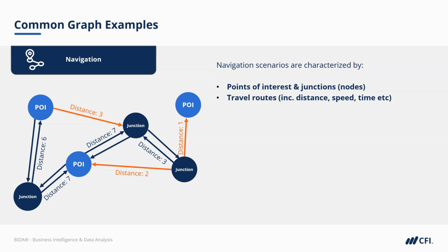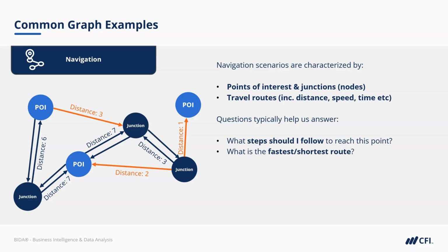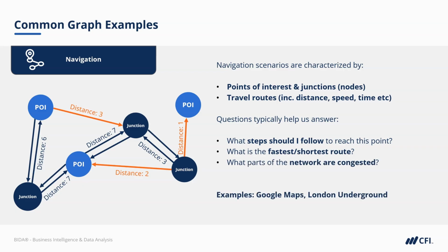The reasons this kind of graph would exist is to answer questions like, what steps should I follow to reach this point? So when you get a list of instructions on your phone telling you how to cross London on the Underground, which trains to take, and how to optimize your route, this is what it's doing. What is the fastest or shortest route? What parts of the network are congested? So examples of this are Google Maps, and we're going to take a look later on at an example of the London Underground.